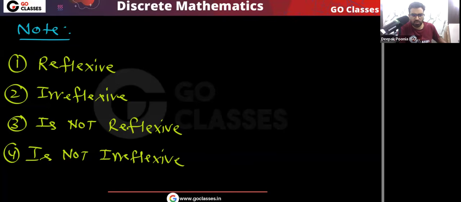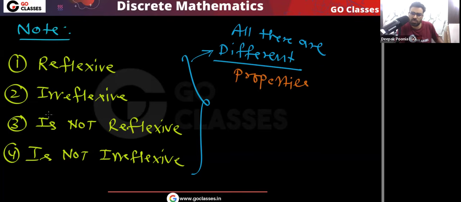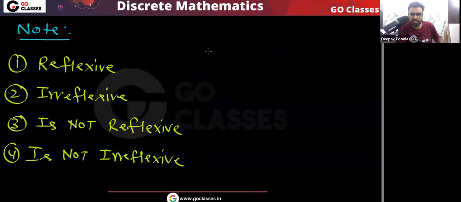What is the difference in all of them? Is there any difference here? All of them are actually different. All these are different properties. Yes or no? Why are these different properties? Can you give me an example where I can say that all these are different properties?